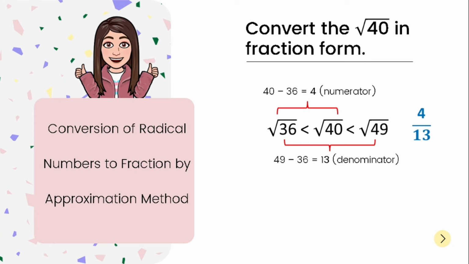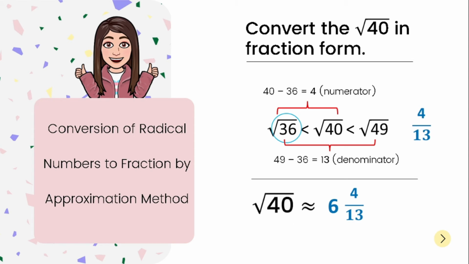Step number 3. The square root of the first perfect square integer will be the whole number. That is, square root of 36 is equal to 6. And affix the fraction formed, 4 over 13, to form a mixed number. Thus, square root of 40 is approximately equal to 6 and 4 over 13. Or in decimal form, it is approximately equal to 6.31.